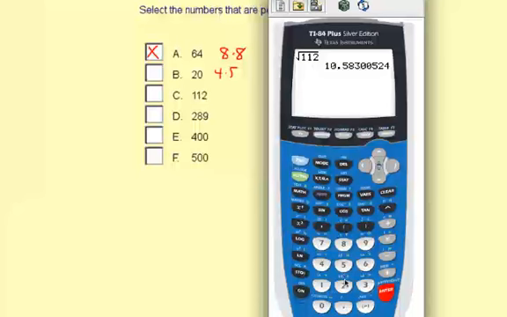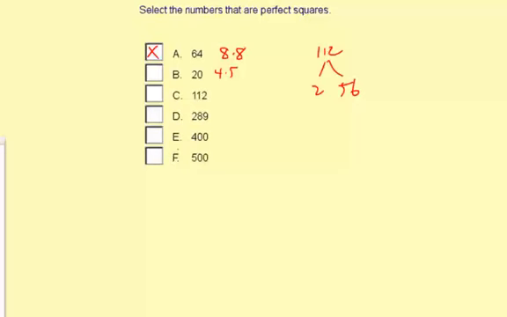Let's try 289 on the calculator. So I'm going to do the square root of 289. 17. So 17 times 17 makes 289. So 289 is a perfect square. Let's check that one off.